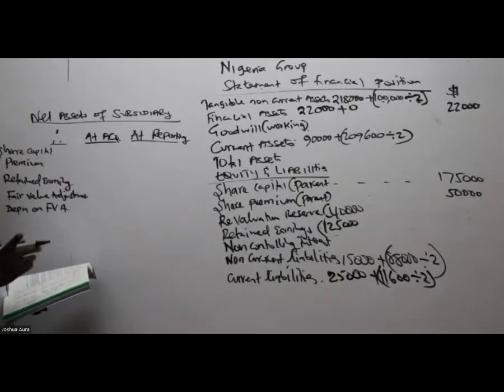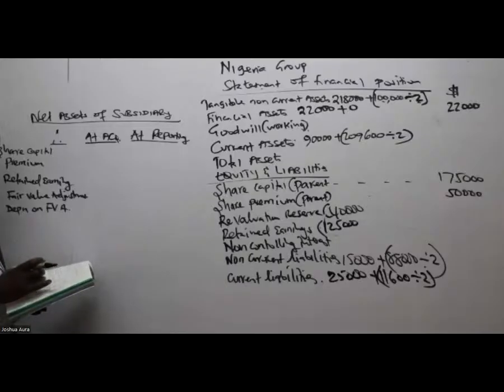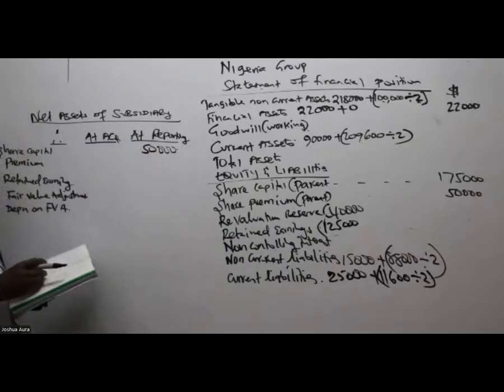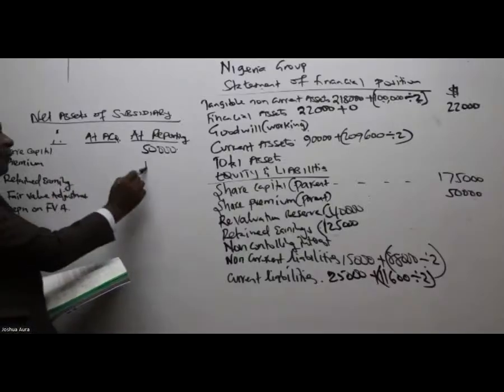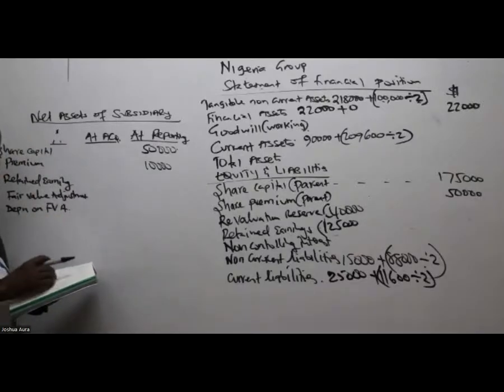Remember, you're talking of net assets of the subsidiary. Here, we shall not pick net assets of the parent at all. The ordinary shares that I will pick are those of Lagos, our subsidiary. Picking from the statement of financial position, the 50,000 comes here, at reporting. Then the premium for Lagos is 10,000. There is no reserve there.